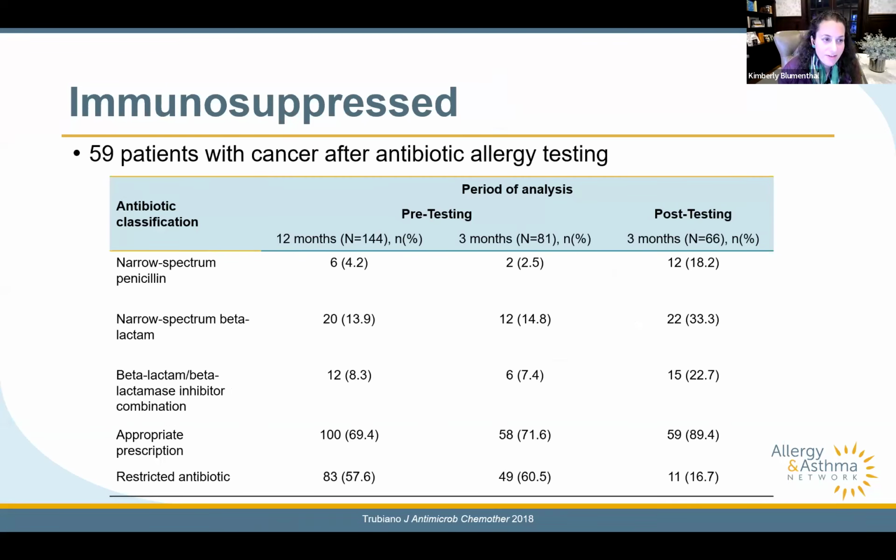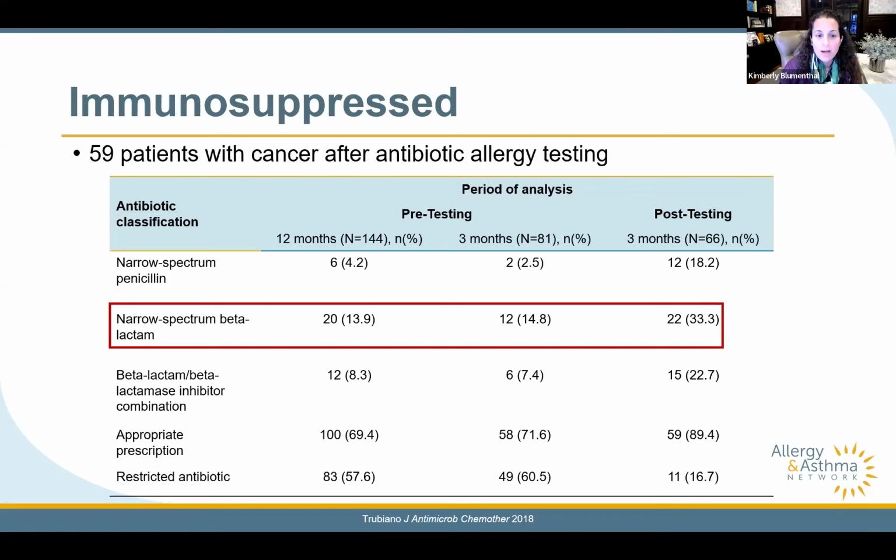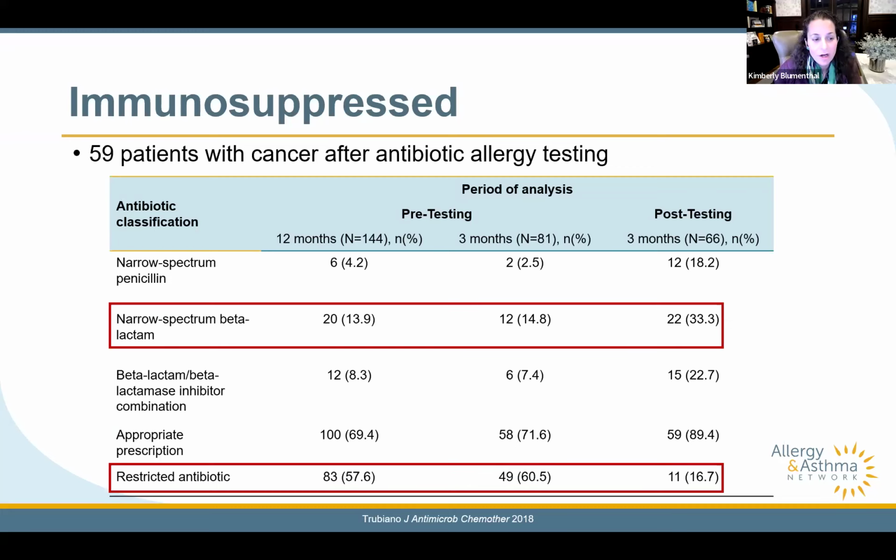This is one study of just 59 cancer patients and looking at their after antibiotic allergy testing and showing that we can improve the change in antibiotics if we do testing versus not. This is sort of a pre-testing period, 12 months and 3 months, and the narrow spectrum beta-lactams. These are the guys we want them to use. And in fact, it increases from 13.9%, 14.8% before to 33.3% after. And then looking at these restricted antibiotics, these are the ones we want to decrease. If you test the immunosuppressed cancer patients, we go from 57.6%, 60.5% to 16.7%.